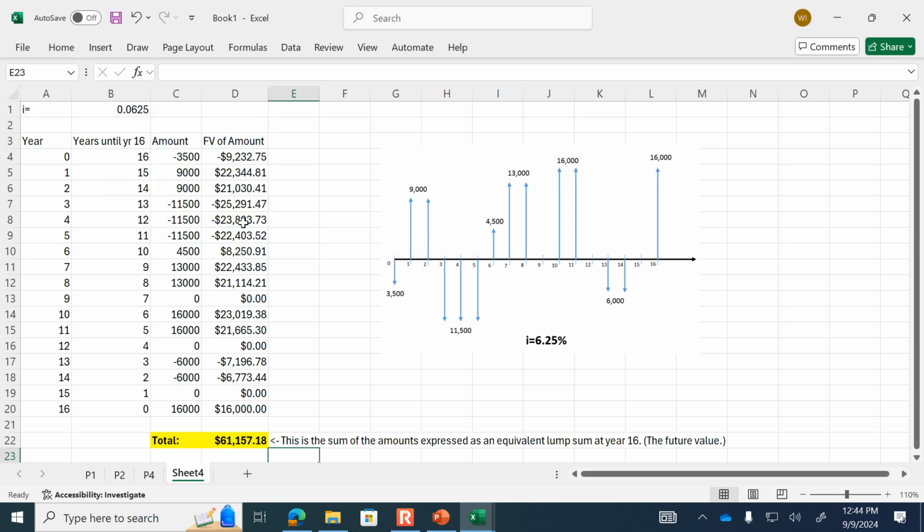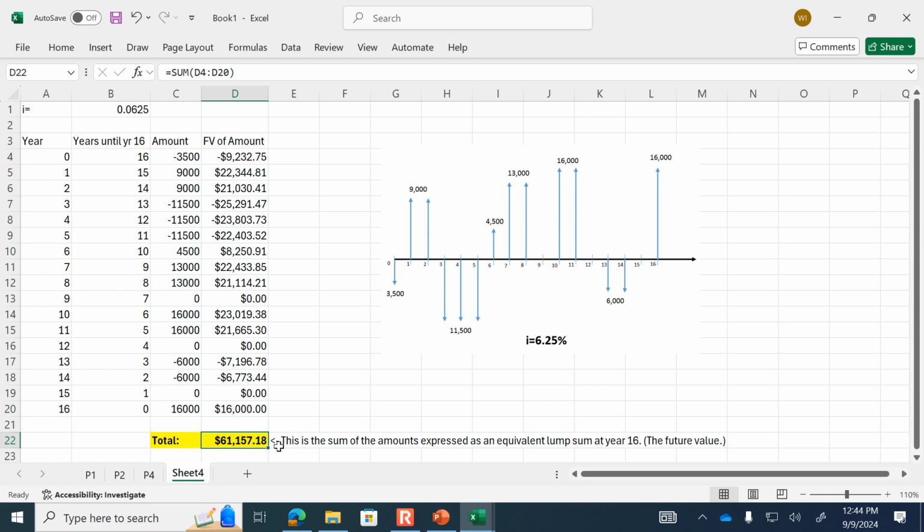Okay, so part A was find out what is the net value of the following cash flow diagram in year 16. So 61,157 and 18 cents. If we compound all of those amounts to year 16, the equivalent value, and what that means as equivalent is like if instead of getting and paying this money over time, what if you just wanted to have a single payment that was economically equivalent at this interest rate? It would be this 61,157.